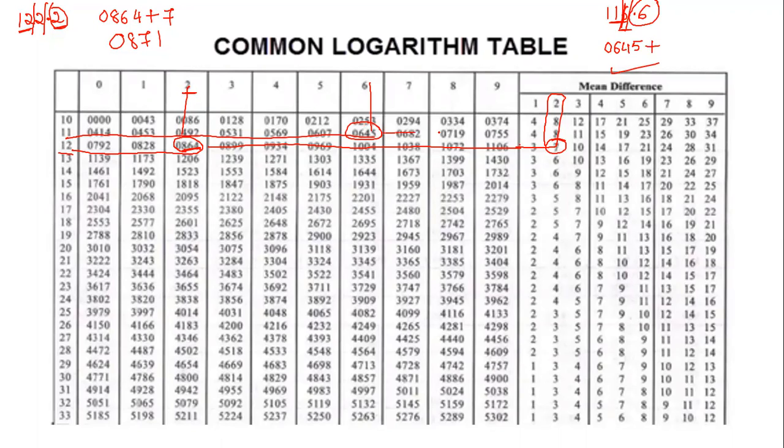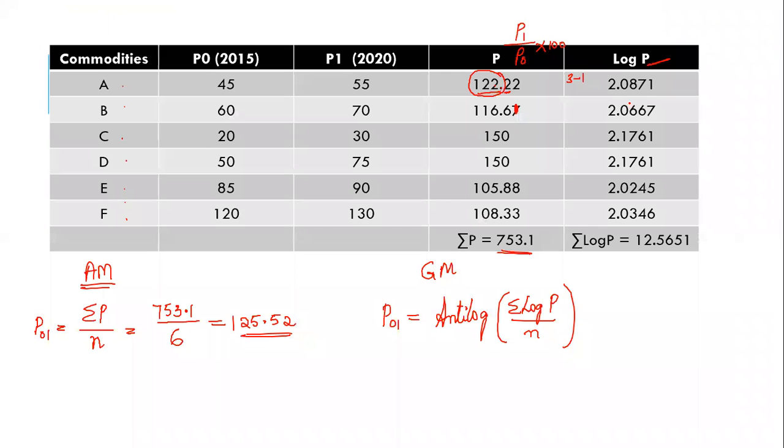So in the same row, looking at the 6th column, what value do you get? 23. So we have to add that value 23. What is the answer for this? 0645 plus 23 is 0668. So you have got the value 0668.